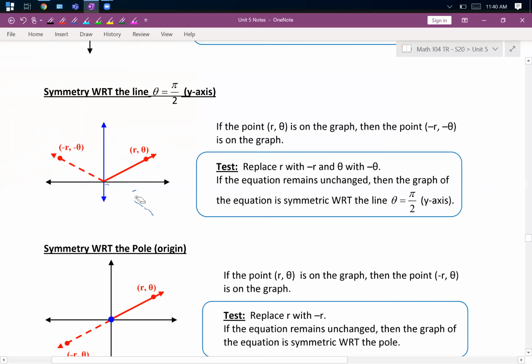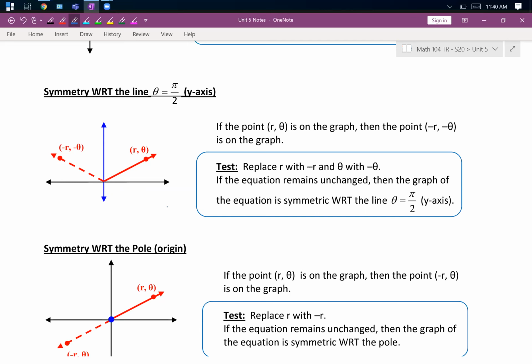Our test is to replace r with negative r and theta with negative theta, and then clean it up. If we get the original back, then the graph displays symmetry with respect to the line theta equals pi over 2. And here again, we'd be using our negative angle identities. Anytime you're replacing theta with negative theta, you're going to be using your negative angle identities.